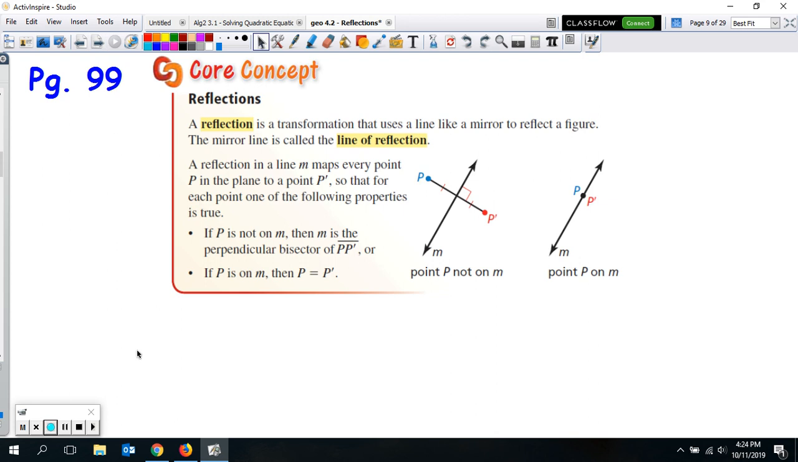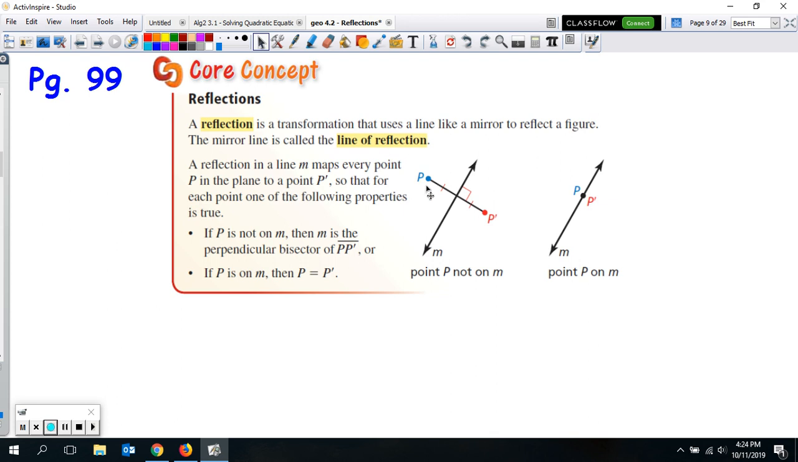All right, so as we get into our core concept, page 99 looks at the reflections, and you want to just highlight here, because these are vocabulary words. Reflection, it is a transformation that uses a line like a mirror to reflect a figure. So just like you're looking in the mirror, you're going to see your reflection looking right back at you. So the mirror line is called the line of reflection.